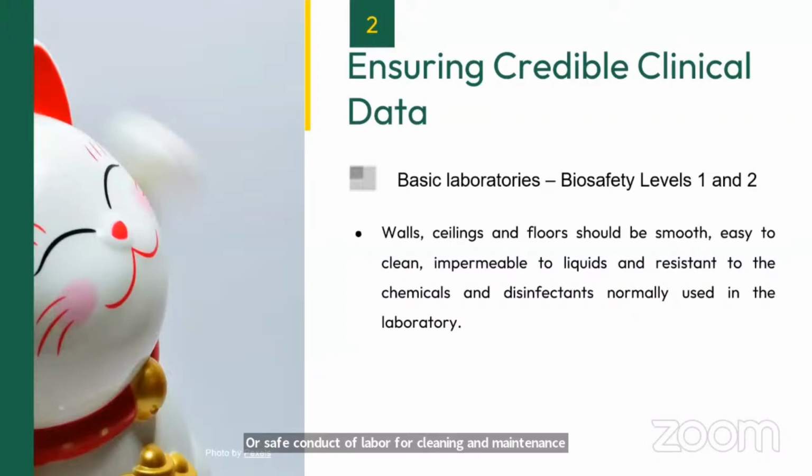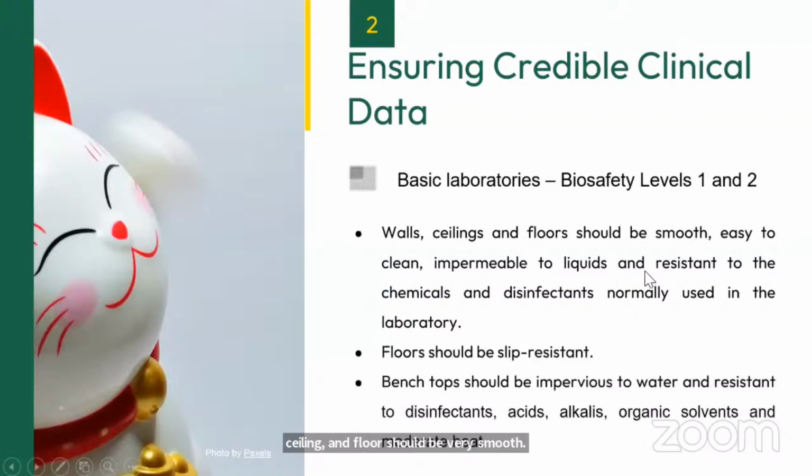Walls, ceiling, and floor should be smooth, easy to clean, impermeable to liquids, and resistant to chemicals and disinfectants normally used in the laboratory. So do not use any type of materials which can be easily damaged. All your walls, ceiling, and floor should be very smooth, non-porous material so that cleaning becomes easy. Floor should be slip resistant.